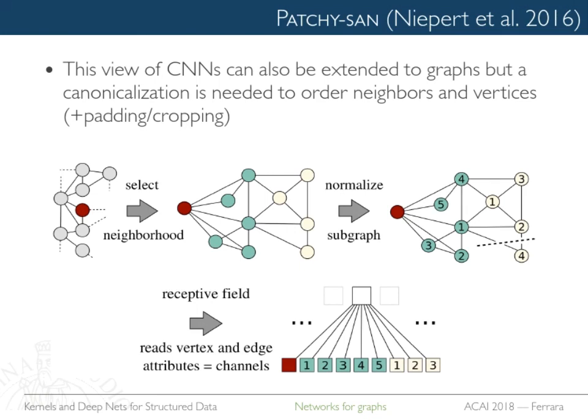Okay, and then they order the vertices, and they apply one-dimensional convolution to the ordered sequence of vertices. Of course, there is an issue here. You can see that very well. How the hell do you define the ordering if the graph is not ordered in the first place? What do you suggest for ordering?